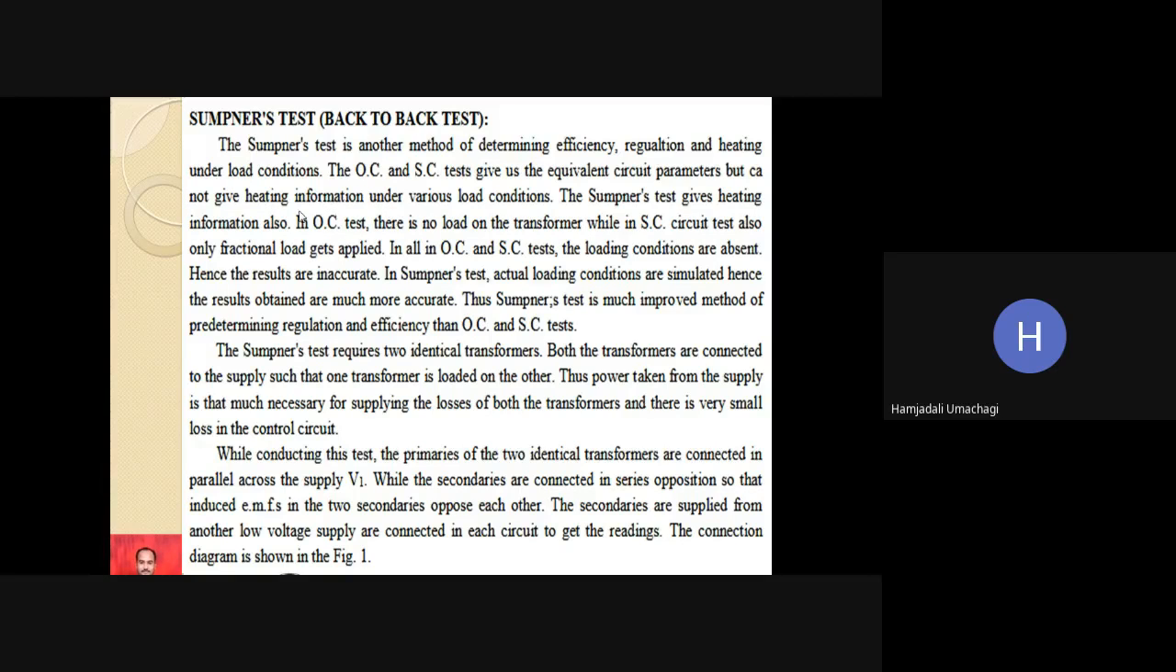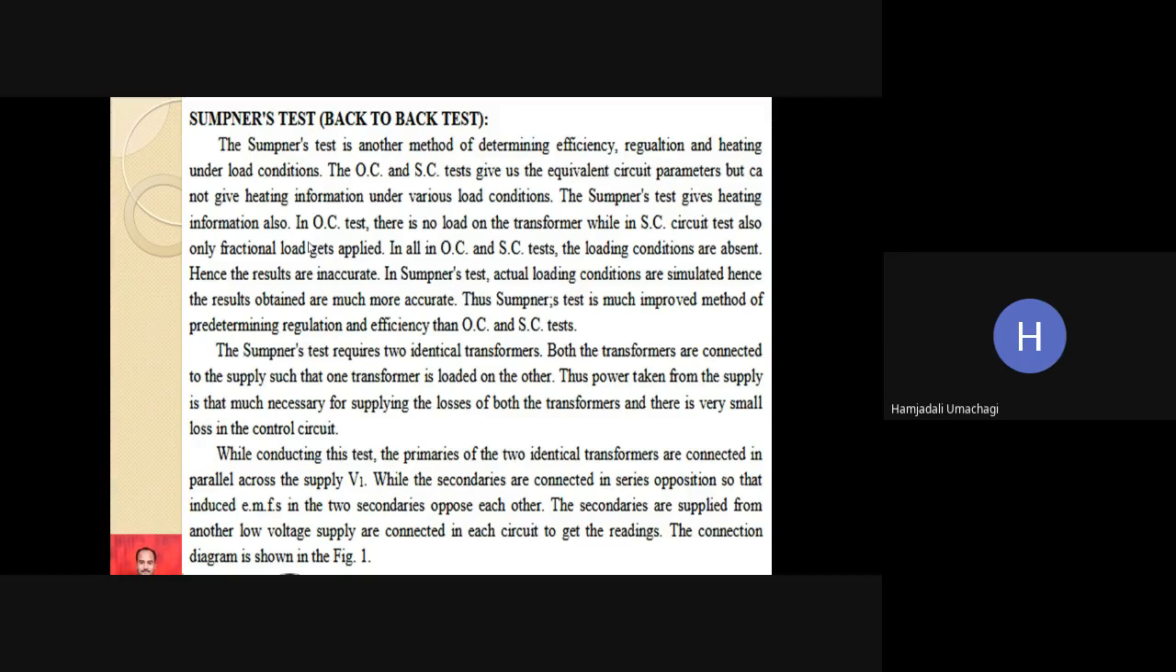Heating information under various loading conditions, because in the OC and SC tests we assume some pre-loading conditions. For that particular loading condition, the rise in temperature is unknown to us. So it is not possible to determine the rise in temperature in the OC and SC tests for different loading conditions. Sumpner's test gives heating information also.